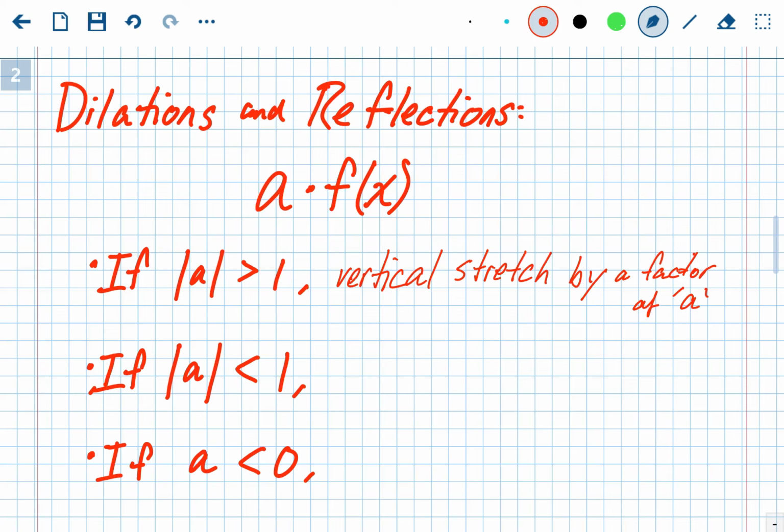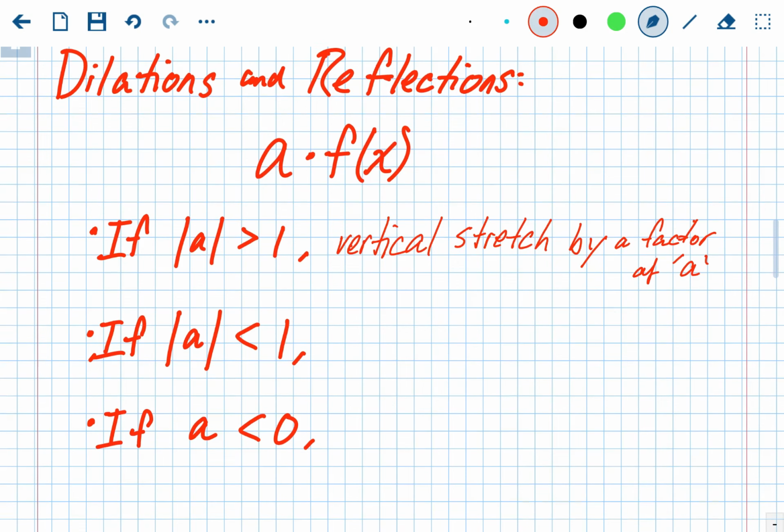If the absolute value of a is less than 1, so if you have a fraction or decimal less than 1 but bigger than 0, so again, the sign doesn't matter, this is going to be a vertical compression by a factor of a. So what that means, what the factor of a means, is you're basically multiplying all your y values by a.